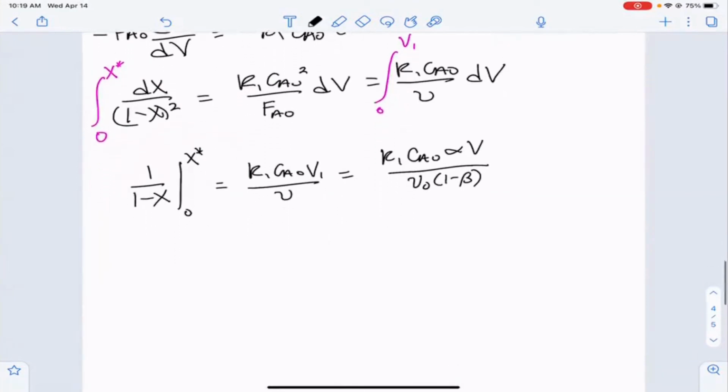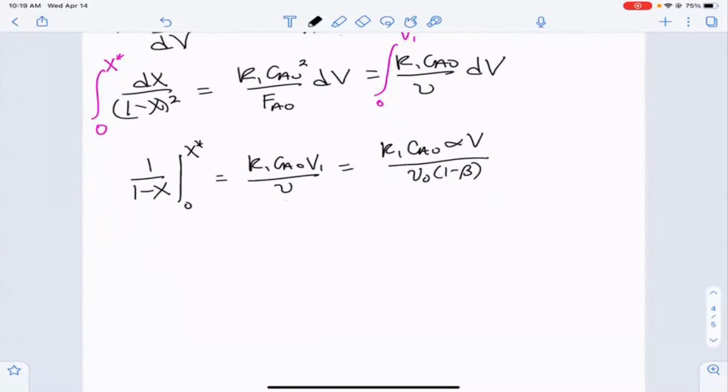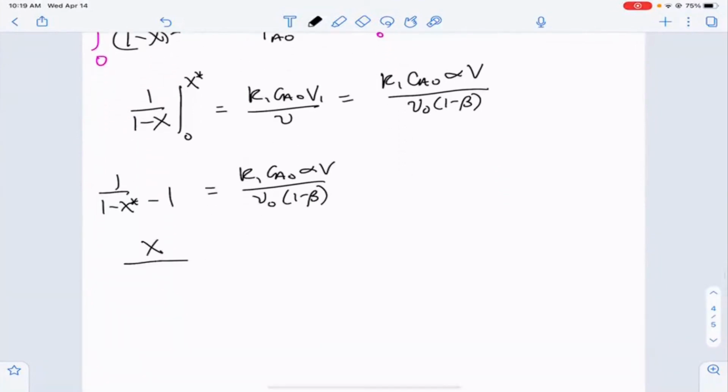Okay. And so the left-hand side here becomes 1 over 1 minus X star minus 1 is equal to K1 times CA0 alpha V over V0 times 1 minus beta. And then this is actually just X star over 1 minus X star. You just do a little bit of reorganization, and that's equal to the same thing here, CA0 times alpha V over V0 times 1 minus beta. And we can plug that in.